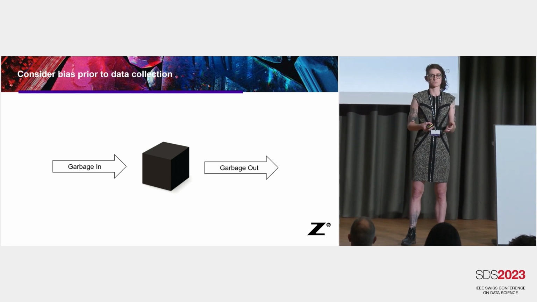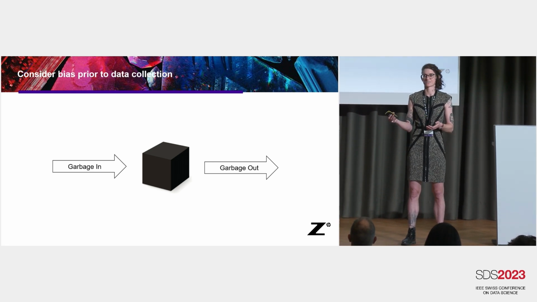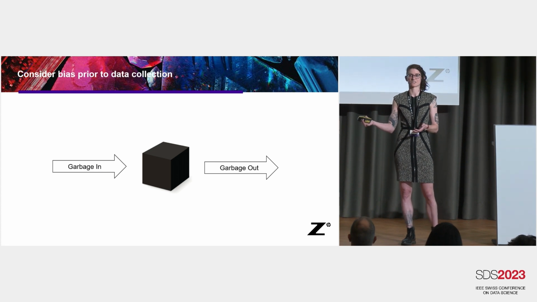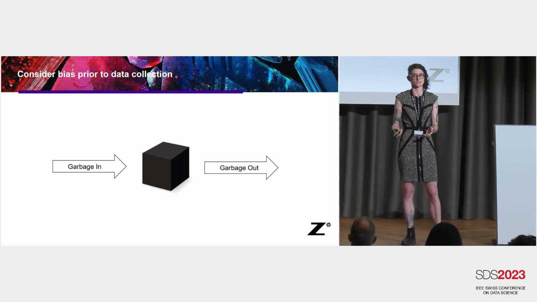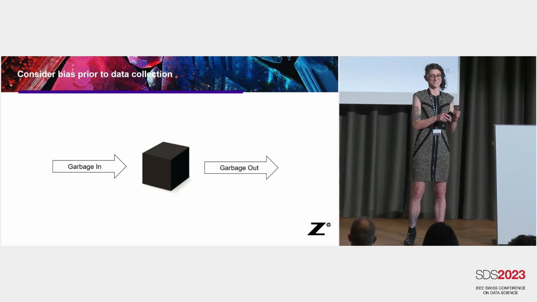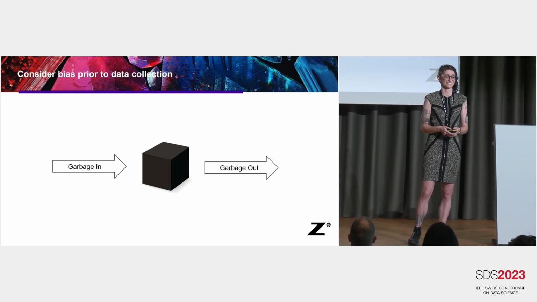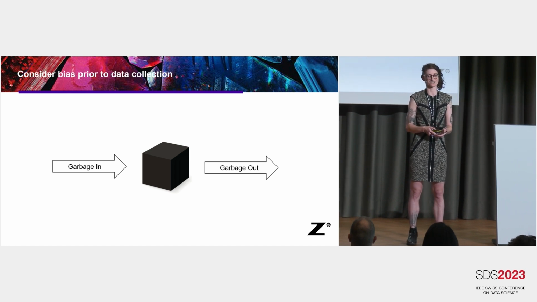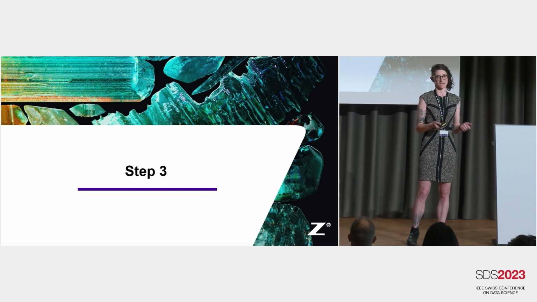So their training set was really not representative of the group that they were trying to predict on and the clients that they were trying to work with. So always remember, look, I think this crowd knows this already. Consider bias prior to data collection or use a looking back approach.